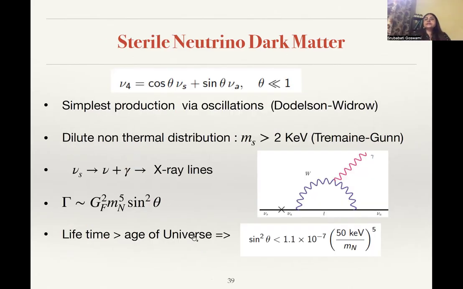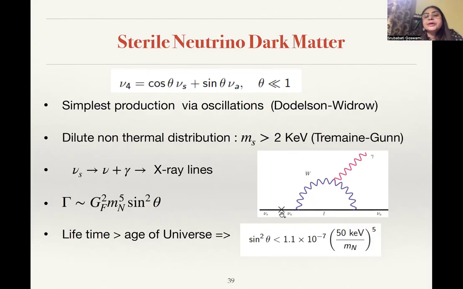Now the question is whether sterile neutrinos can be a candidate for dark matter. Here we add a sterile neutrino which is mixed with the active neutrino, and the simplest production is via oscillation. This is a simple two generation picture, and the famous Dodelson-Widrow limit. In this, the sterile neutrinos initially do not have any distribution. They arise because of oscillation. So we start with a dilute and non-thermal distribution of sterile neutrinos, and the Tremaine-Gunn bound states that the mass has to be greater than 2 keV.